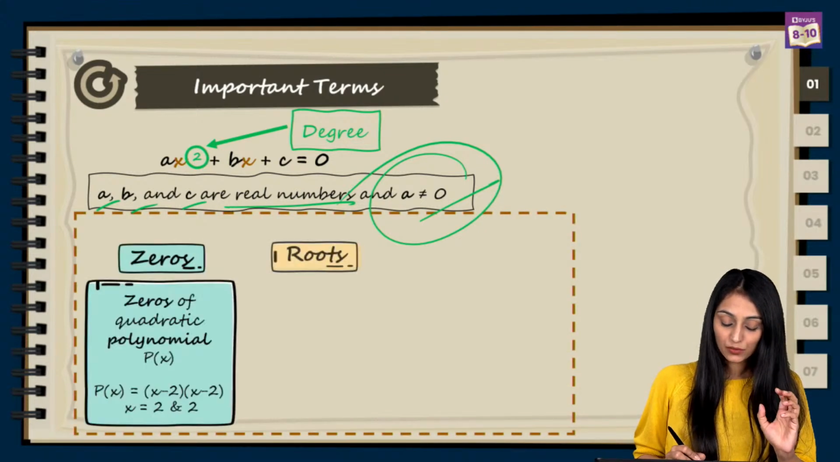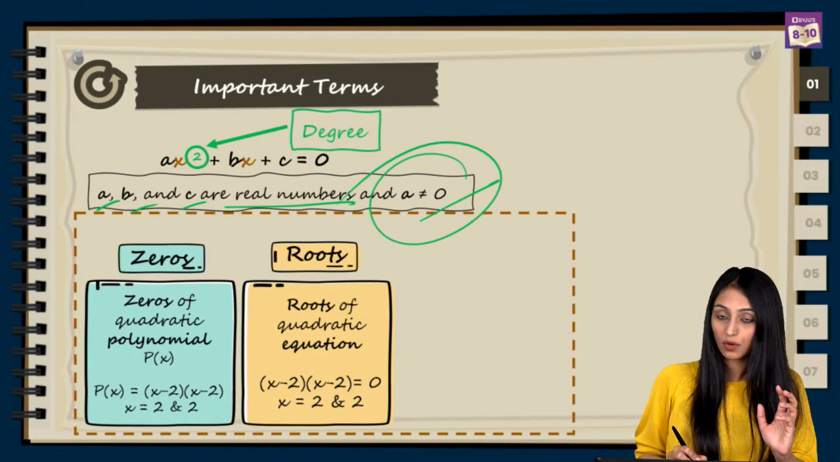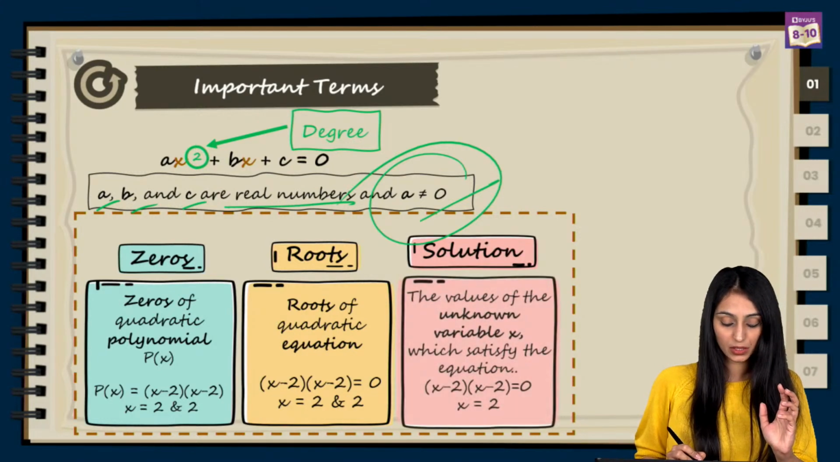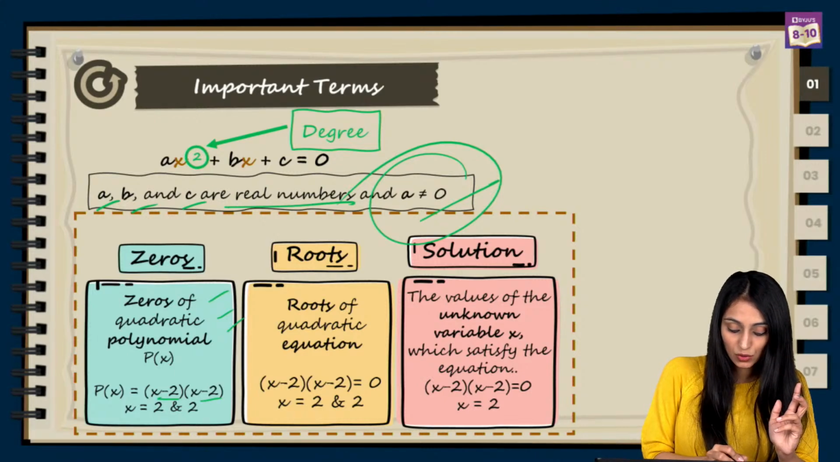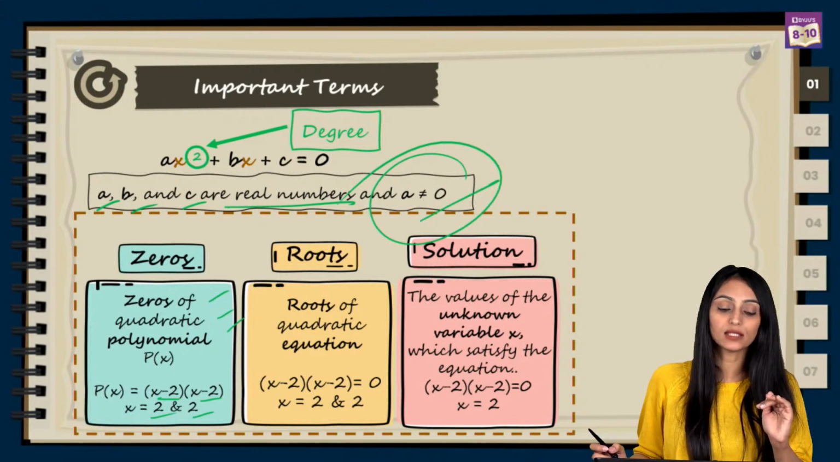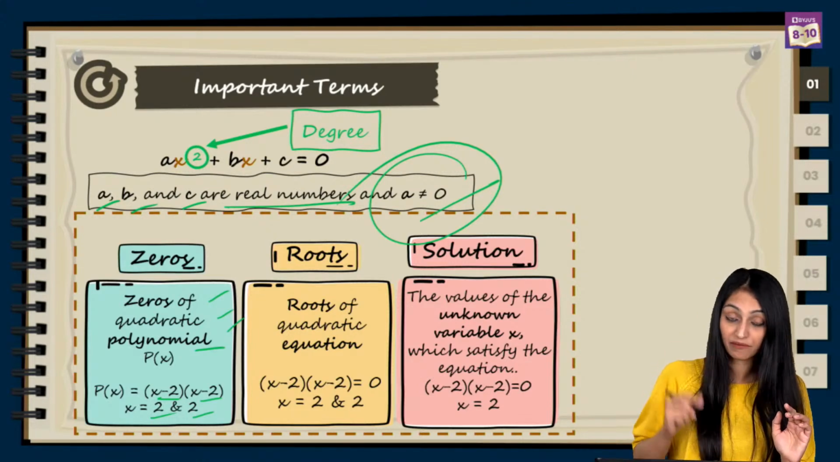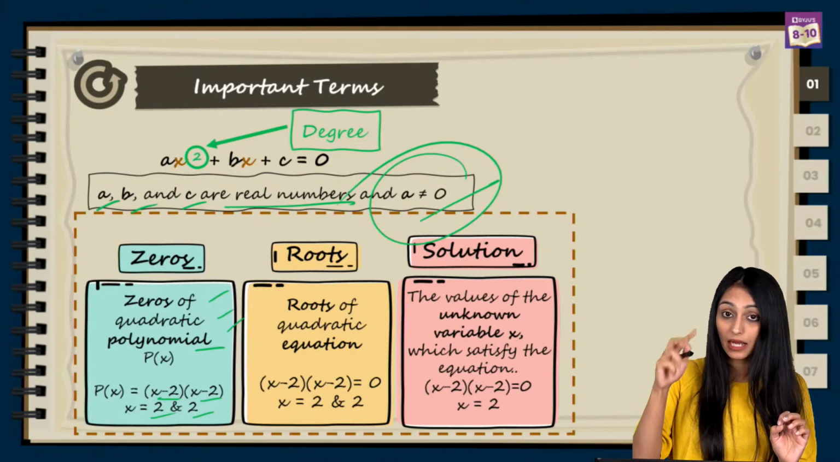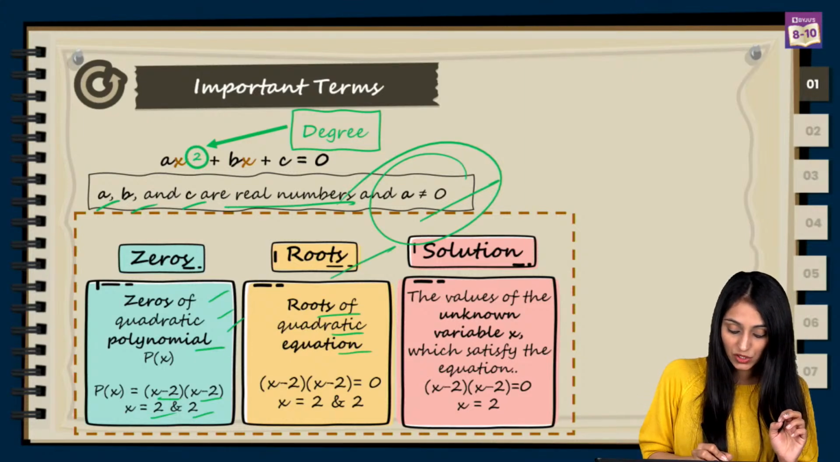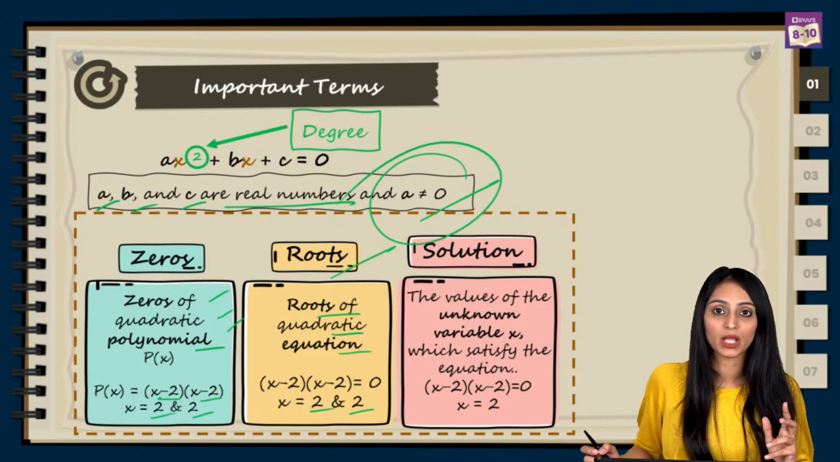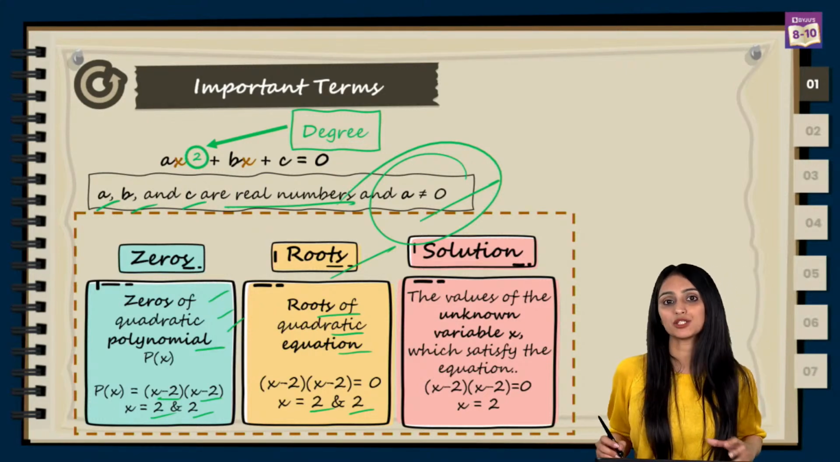All right. So 3 important terms when it comes to a quadratic equation: zeros, roots and solutions. See, what are zeros? Zeros of a quadratic polynomial are, let's say polynomial is x minus 2, x minus 2. That's our 2 and 2. These are the zeros of the quadratic polynomial. I'm emphasizing on this. See, I'll tell you one more thing here. When we talk about roots, we say roots of quadratic equation, that's going to be again 2 and 2.